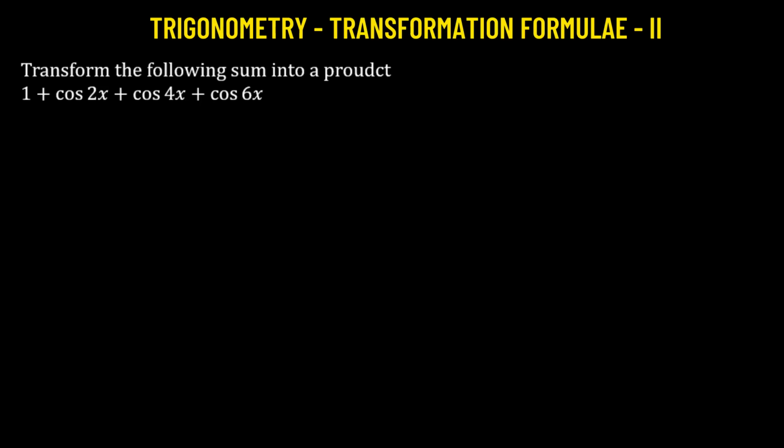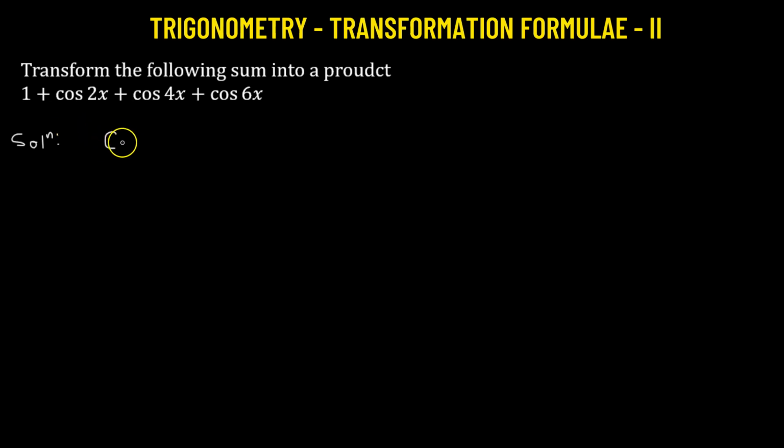So in this problem, our goal will be to transform the following sum into a product. So let us begin. Now here we have four terms: 1 plus cosine 2x plus cosine 4x plus cosine of 6x. So let us begin by rewriting the first term.